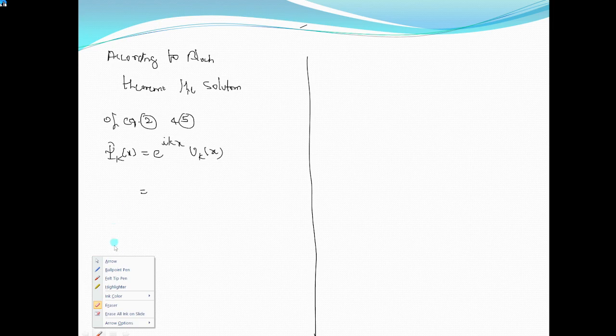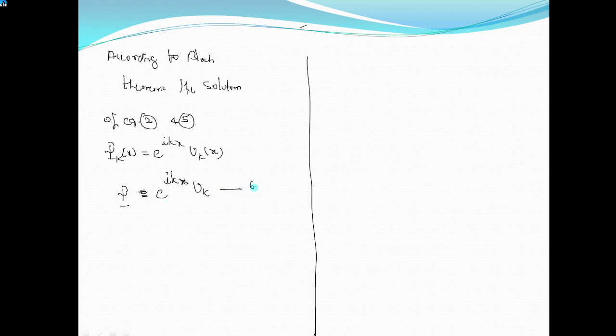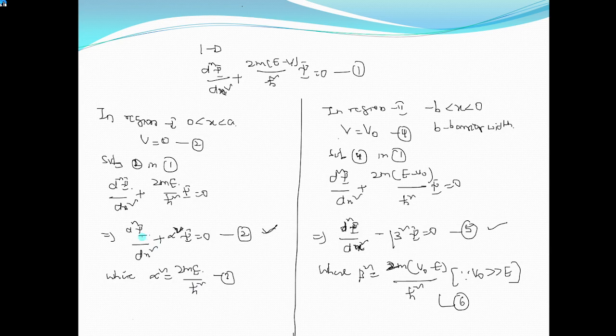So instead of writing psi of kx, I can write simply psi is equal to e power ikx into uk. This is equation number 7. So now I got the value of psi.